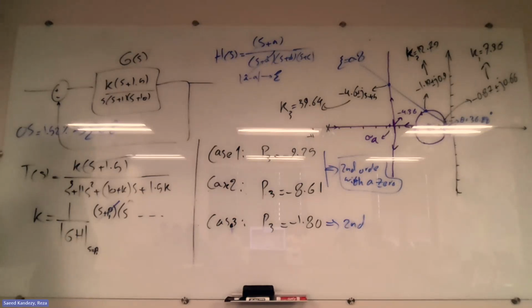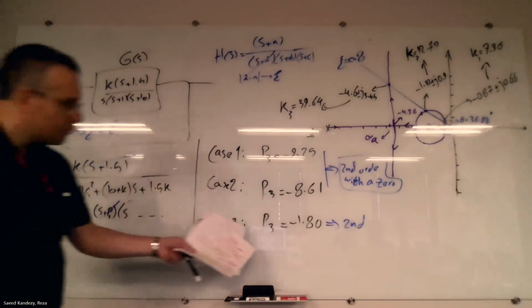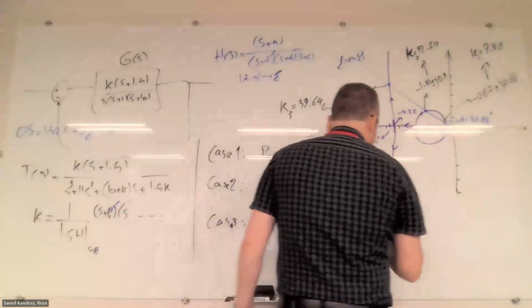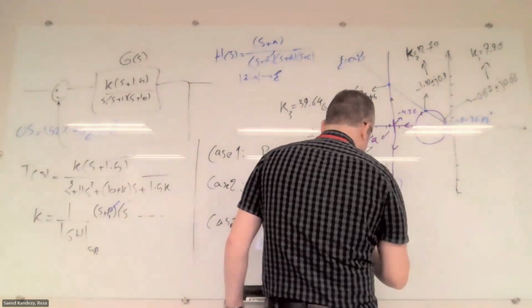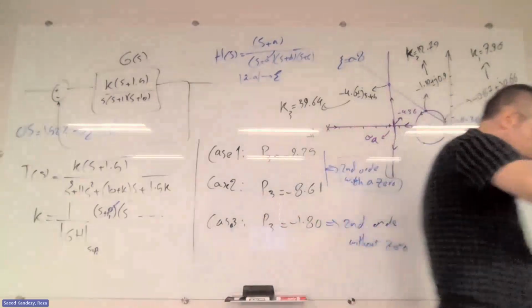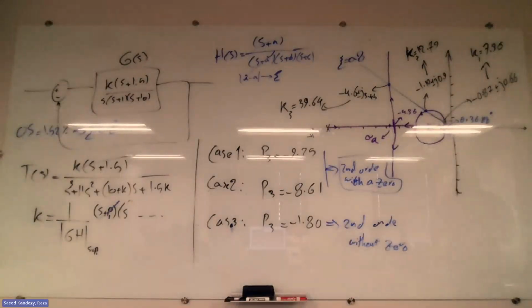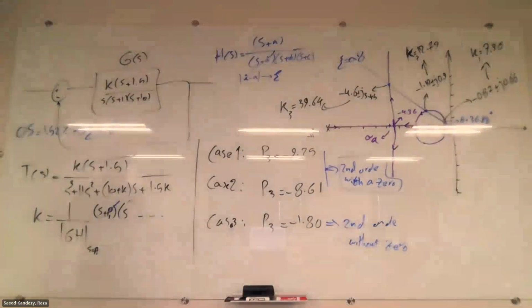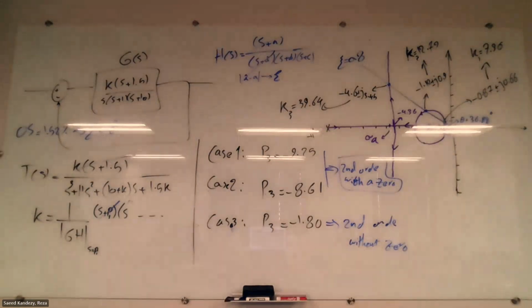Is that clear? So what happened? In this case, we ended up with a second order system without any zeros. So, pure second order. Now, which one is the better option if you want to approximate the system with a second order? Without a zero, because now the zero would not affect the response. When you had a zero, the zero would affect it.